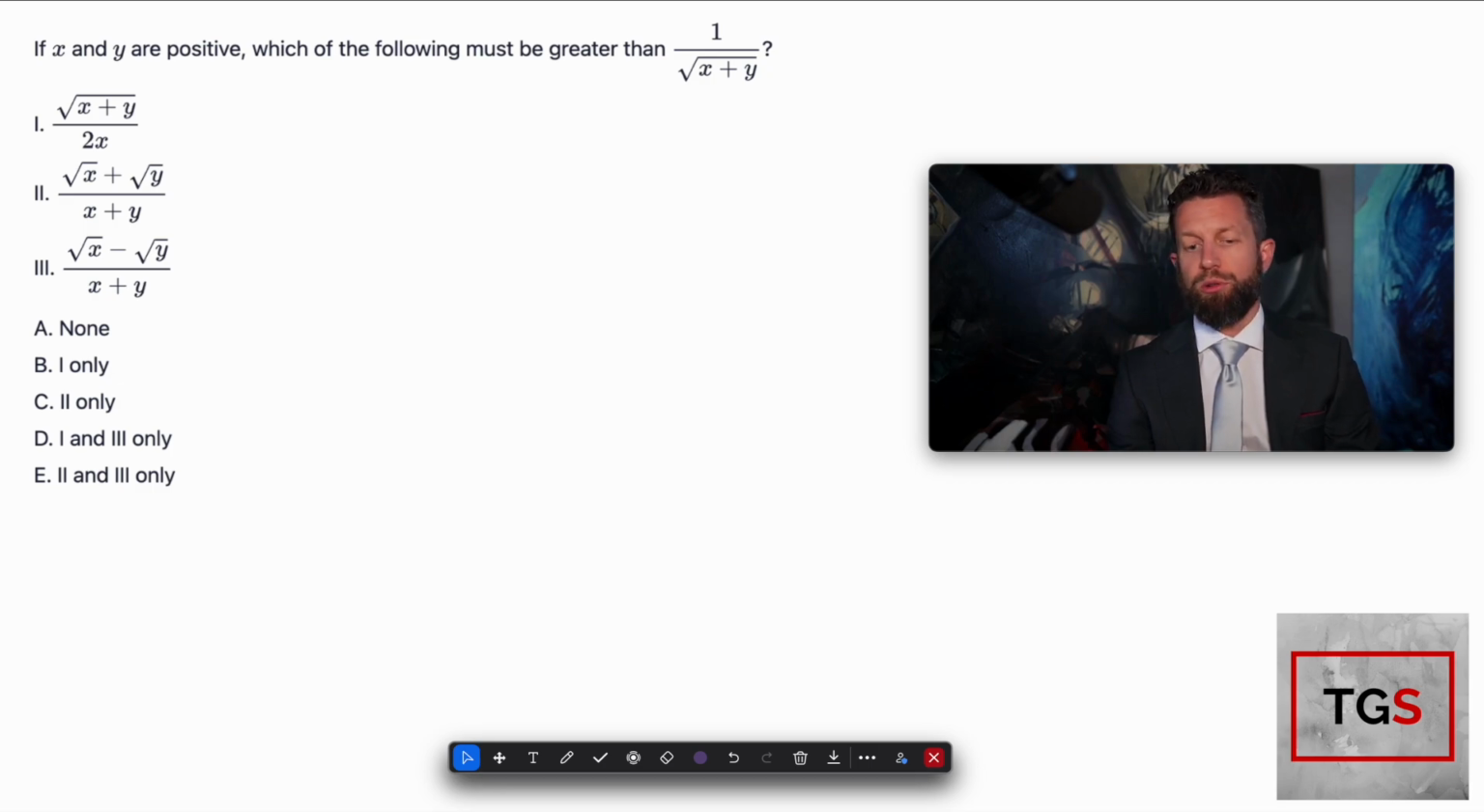Option A is none of the Roman numerals are greater. Option B is 1 only is greater. Option C is 2 only is greater. Option D is 1 and 3 are greater. And option E is 2 and 3 are greater.